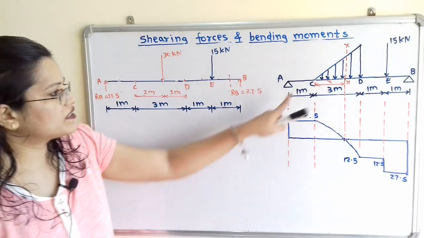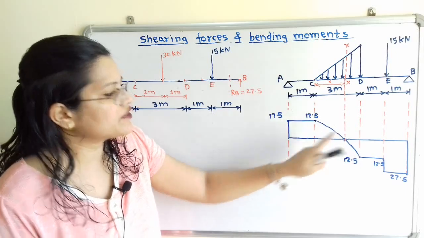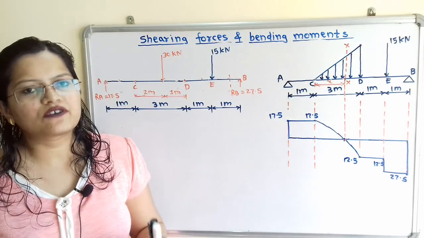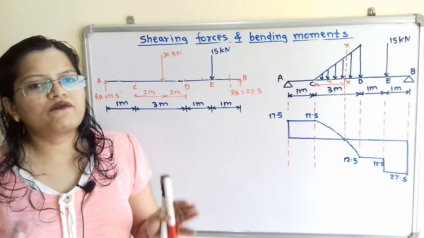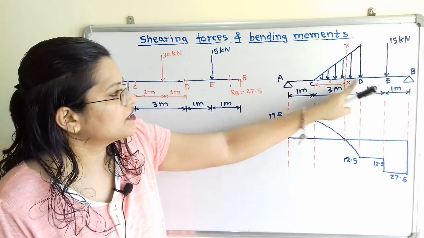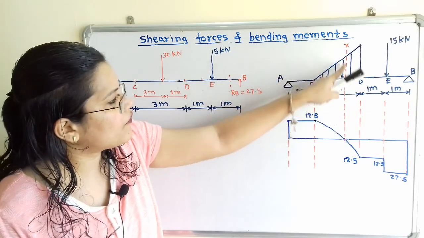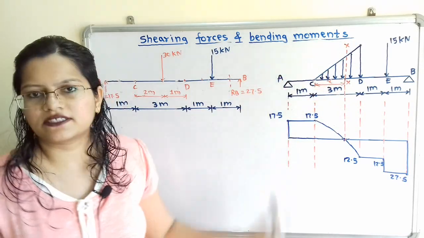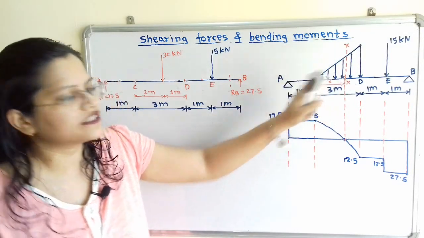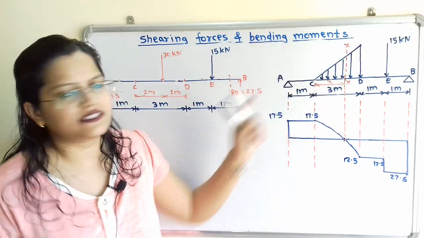To find out this distance x where shear force is equal to 0, we have to first calculate the formula to find out shear force at any distance x. So I will show here one vertical section xx. How to find out the shear force at this section xx?